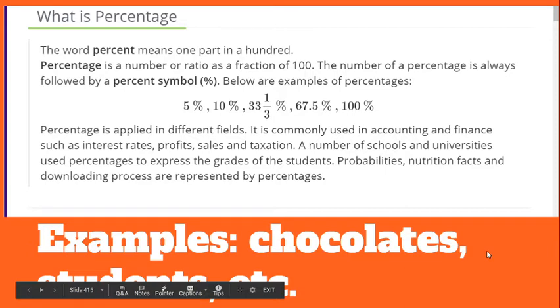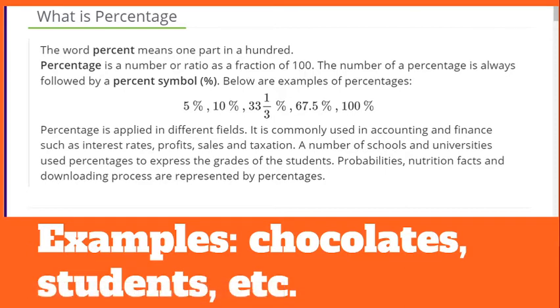But why do we use percentages in the first place? Well, if you take a look at that second paragraph, it says that percentages are applied to different fields. They could be for accounting or finance, to show interest rates, profits, sales, taxations, and several different fields of study use percentages to understand if the data is going up or down. They're also used in concepts like probabilities, nutrition facts, downloading processes, and other types of things.